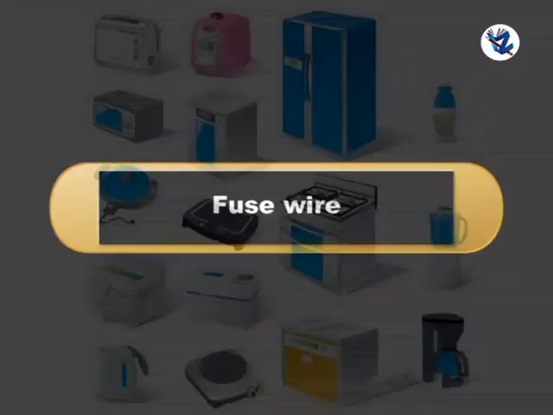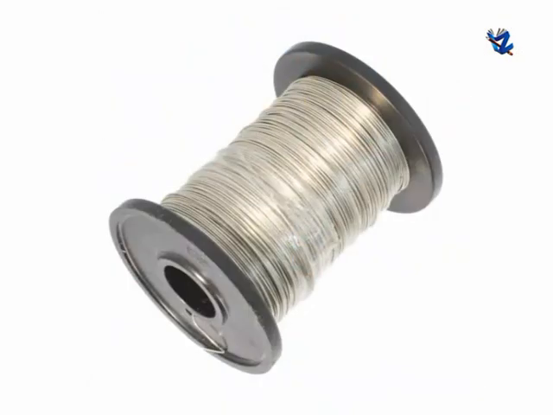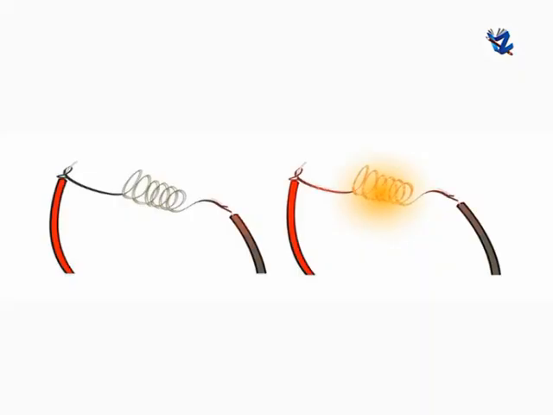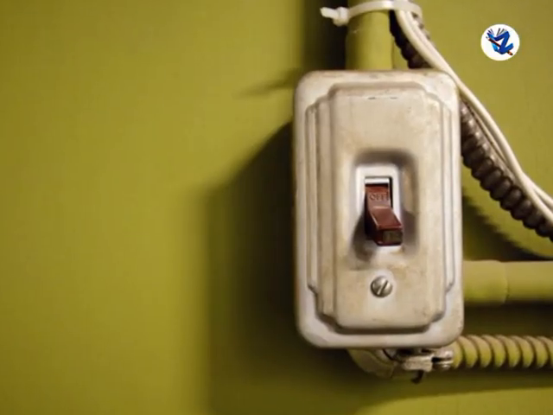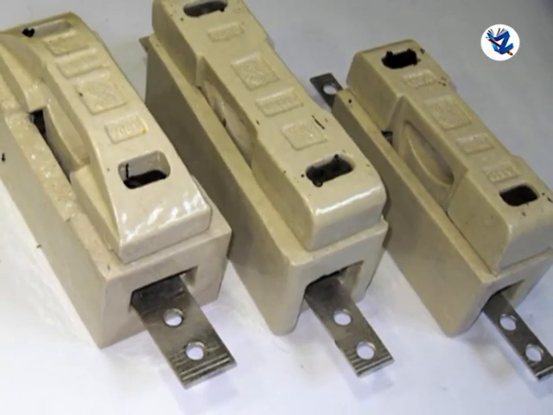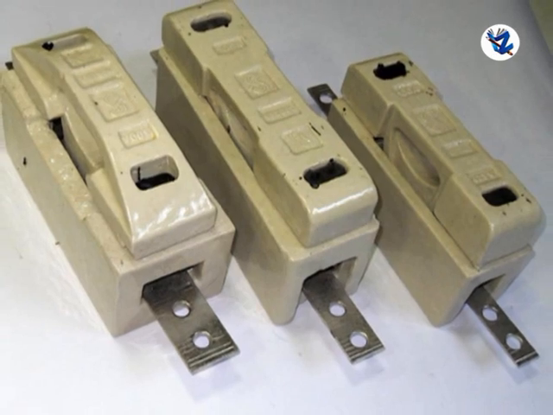Then fuse wire. It is used to protect domestic appliances. It is made up of a mixture of substances and has a specific melting point. It is connected in series to the electric appliances. If for some reason the current in the circuit increases excessively, the fuse wire gets heated up and melts. The circuit gets broken and the flow of current stops. Thus, the appliances are protected. This wire is fitted in a groove in a body of porcelain-like non-conducting material.